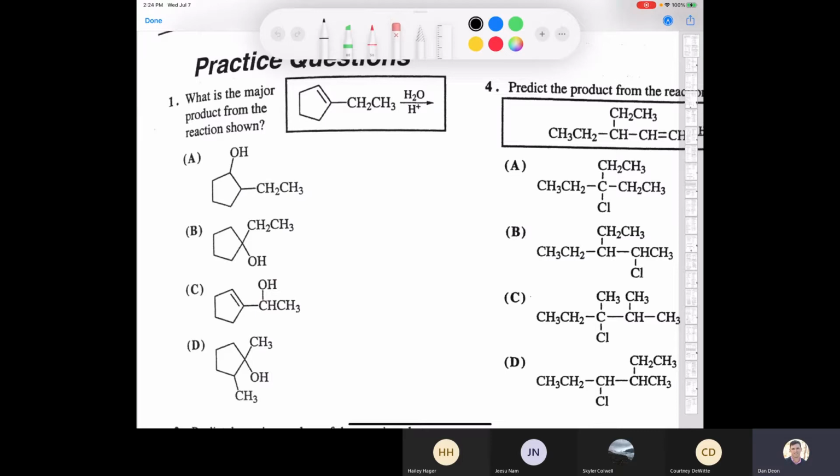You know that the first step is going to be the proton transfer. I'm not going to draw the whole hydronium molecule, but the first step is just a proton transfer like this, which would give us the most stable carbocation. Then you have water come in as a nucleophile, another proton transfer, and you're going to end up with 1-ethyl cyclopentanol, which is this compound right here, B. So you should know Markovnikov addition of water across a double bond.